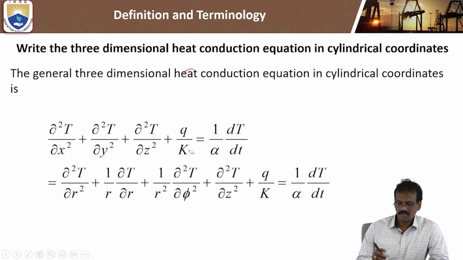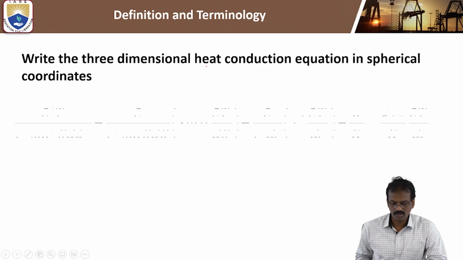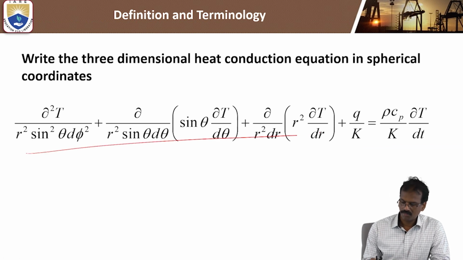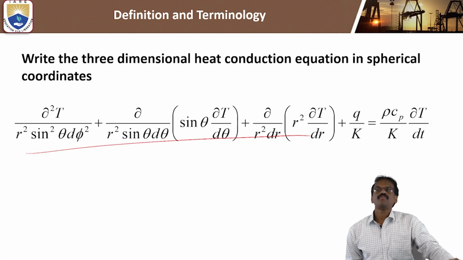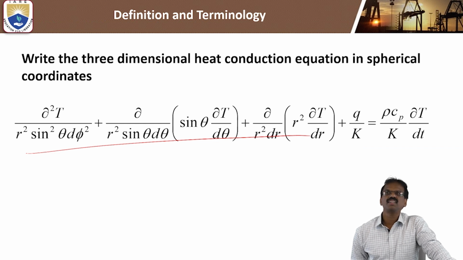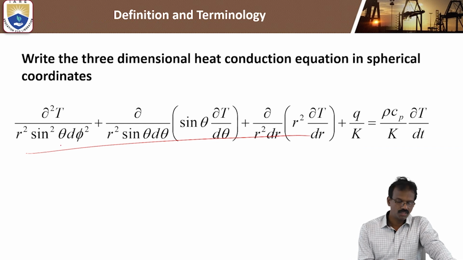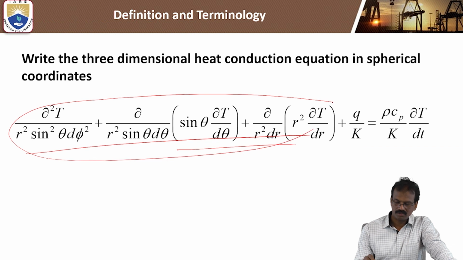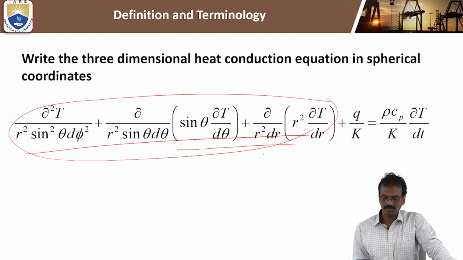Similarly, we'll see heat conduction in the spherical coordinate system also. This is the formula you can remember for heat conduction in the spherical coordinate system: the terms 1 by r square sin square theta into d square T by d phi square, and d by dr of r square dT by dr, and 1 by r square sin theta d by d theta of sin theta dT by d theta. So this is the formula you can find. Here three parameters will be changed, because that is the spherical coordinate system.